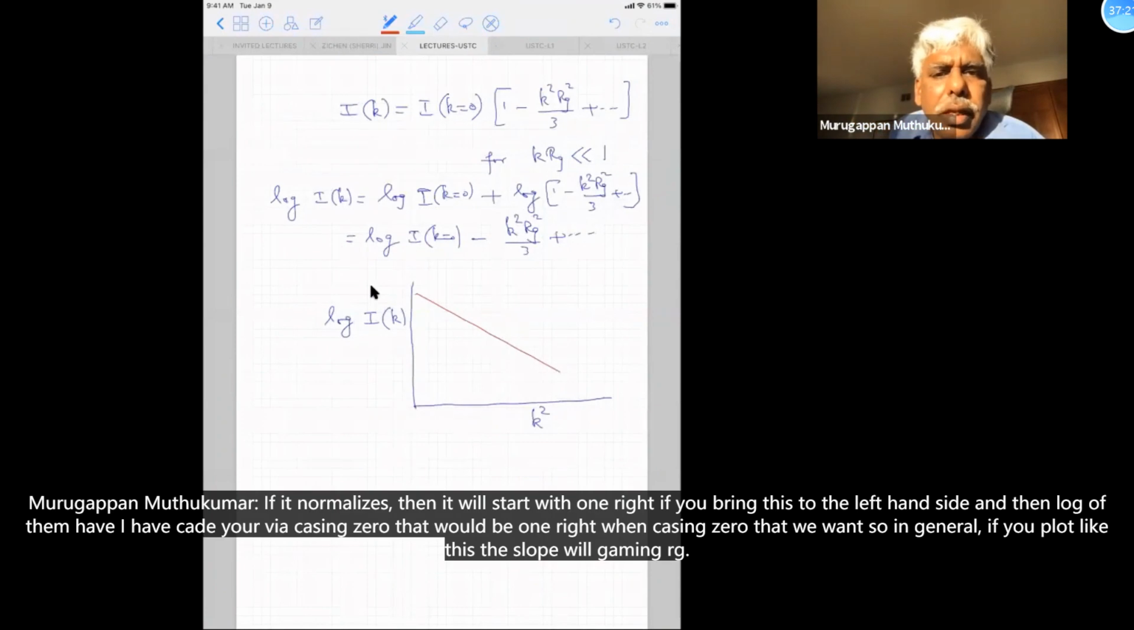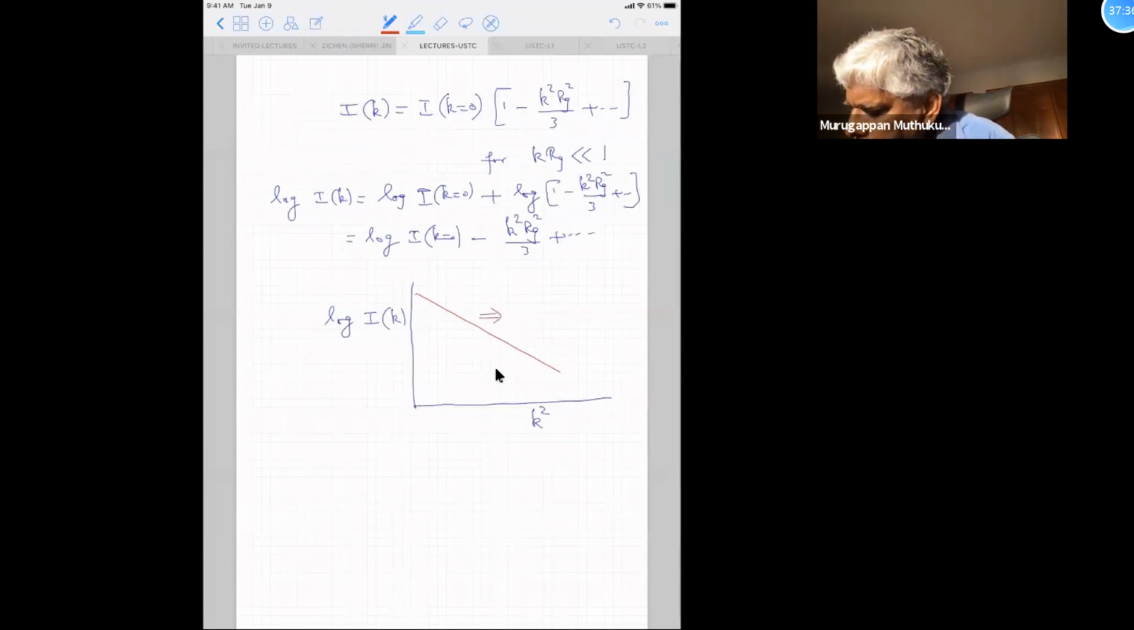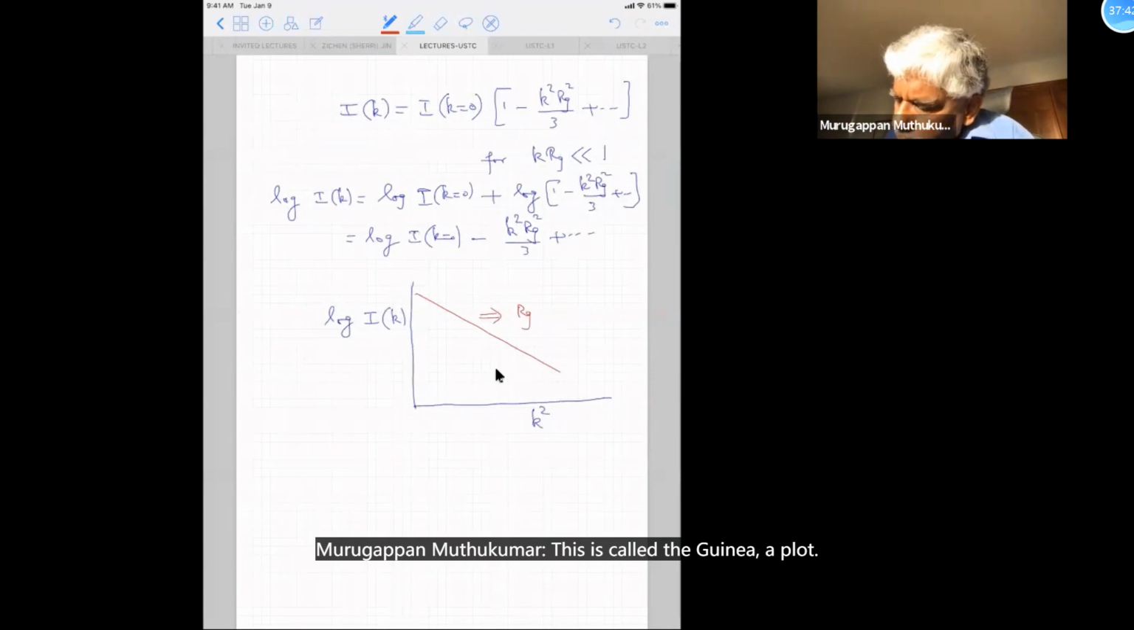If you normalize this, then it'll start with 1. If you bring this to the left-hand side, then the logarithm of I of K divided by I of 0 is equal to 0 when K is equal to 0, that will be 1. So in general, if you plot like this, the slope will give me RG. This is called the Guinier plot.